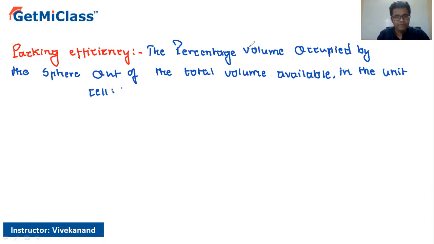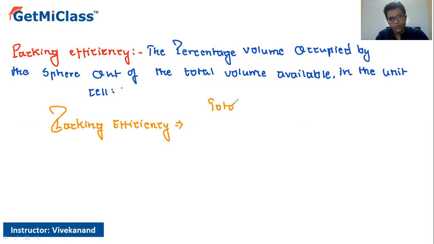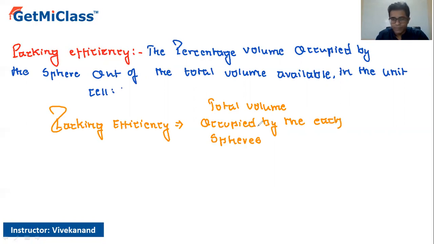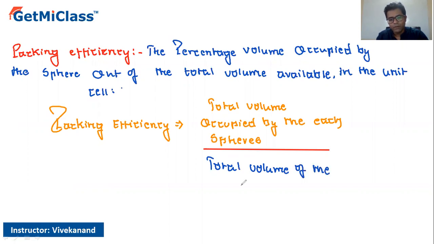And with respect to the formula, the packing efficiency is equal to the total volume occupied by each of the spheres, divided by the total volume that is present, that is the total volume of the cube or of the unit cell, into 100. So let's try to understand this entire scenario here.